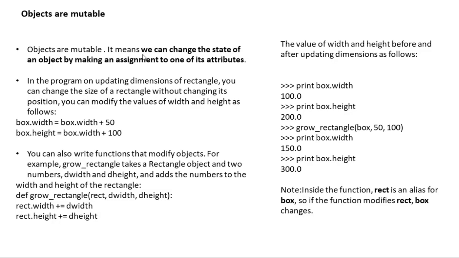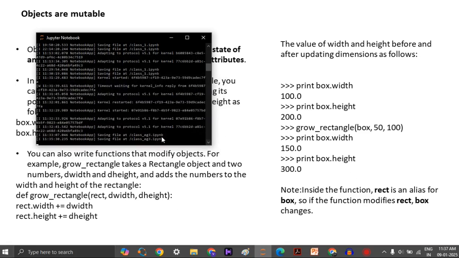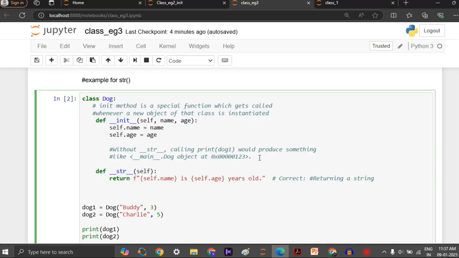So coming to objects are mutable. Objects are mutable in the sense we can change the state of an object by making an assignment to one of its attributes. If you refer to the previous program which we had done in the last session, the program on updating the dimensions of a rectangle and finding the center point, the link to the explanation of this entire program will be shared in the description box.